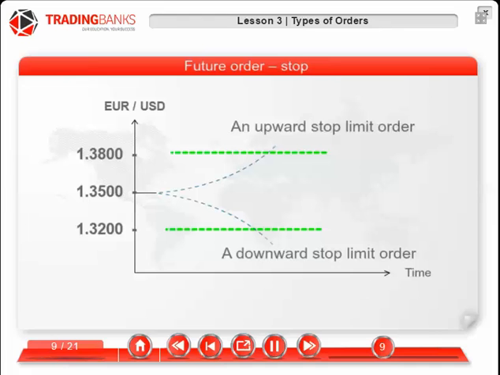A trader can set a future stop order, which allows the trader, on the one hand, to enter the transaction in the direction of the market at the time when one of the limits is reached, 1.3800 or 1.3200, and, on the other hand, provides the trader the privilege of performing the transaction when he or she is not in front of the computer screen.